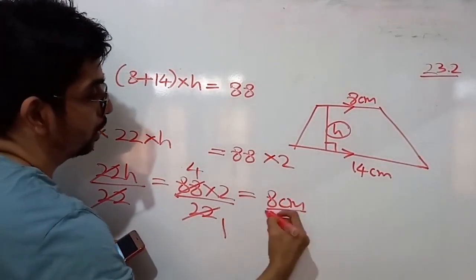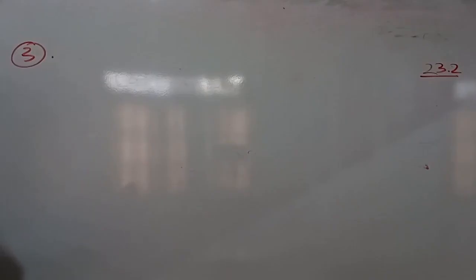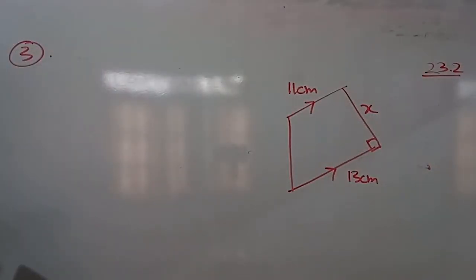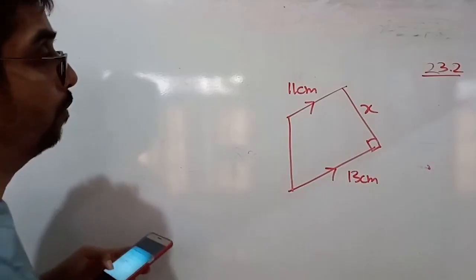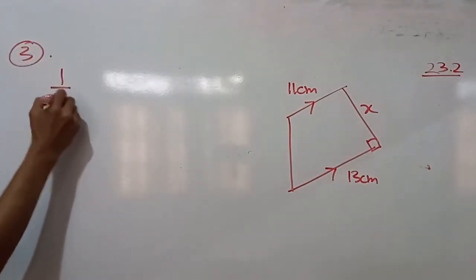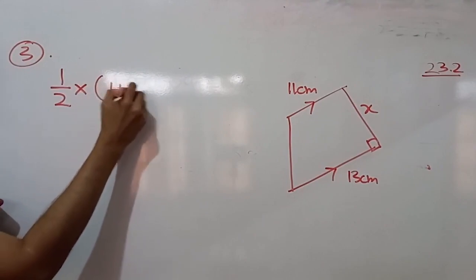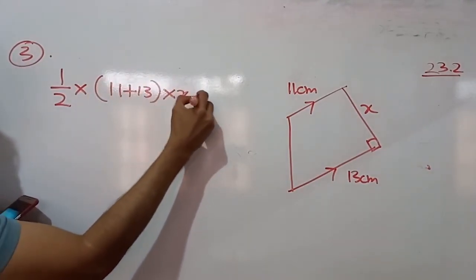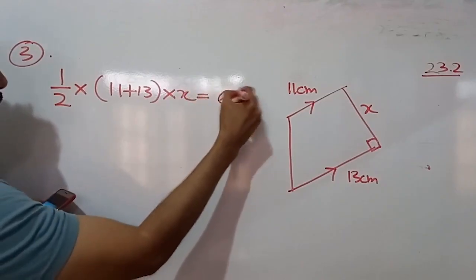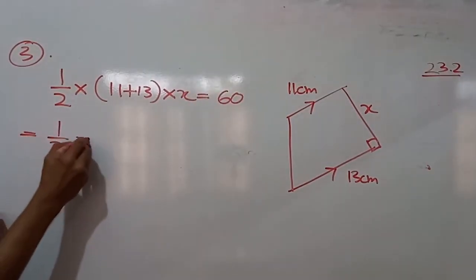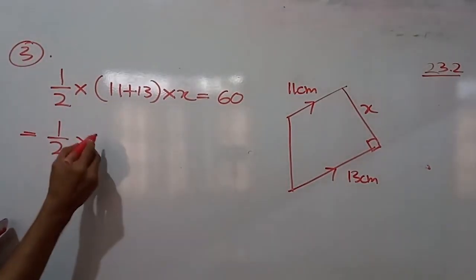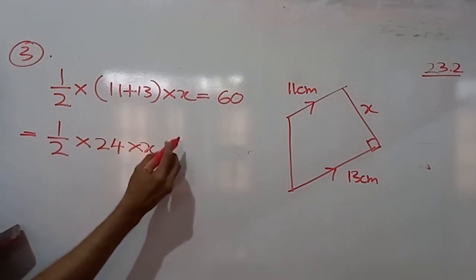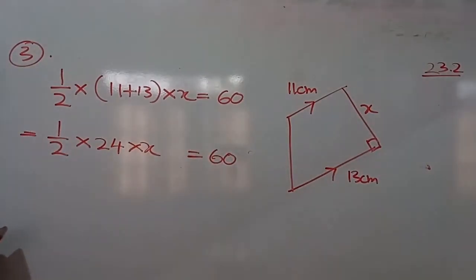8 centimeters. If the area of the trapezium in the figure is 60 square centimeters, find the value of x. Right. So just as before, we have to find the value of x. Okay. So half into 11 plus 13 times x, that will be equal to 60. Okay. So half into 11 plus 13, that is 24. 24x is equal to 60.